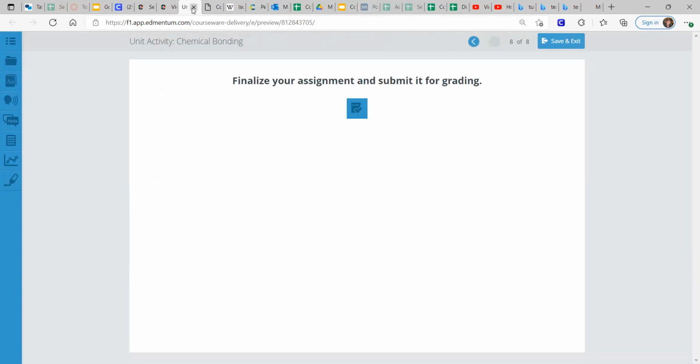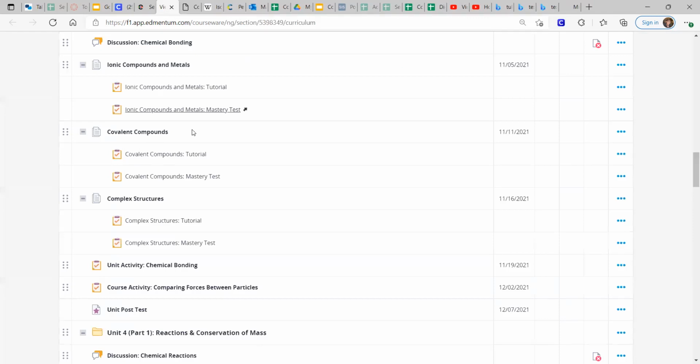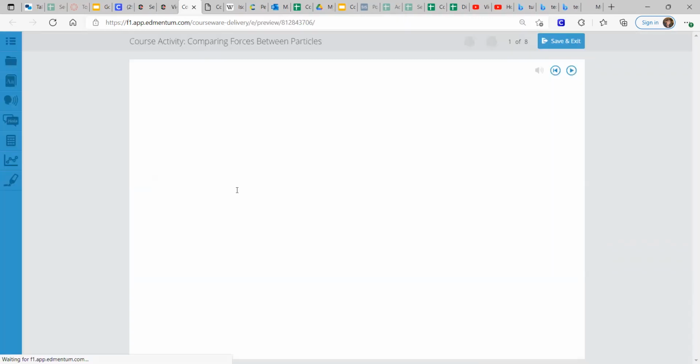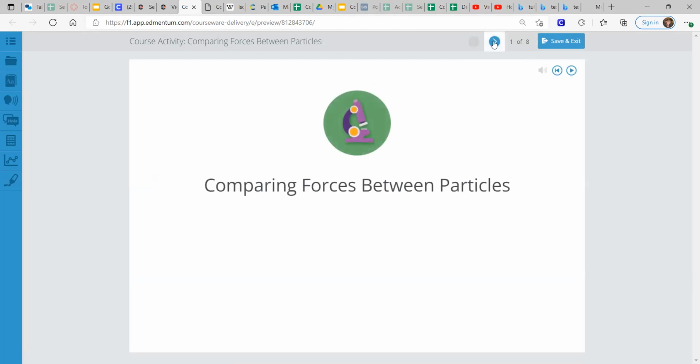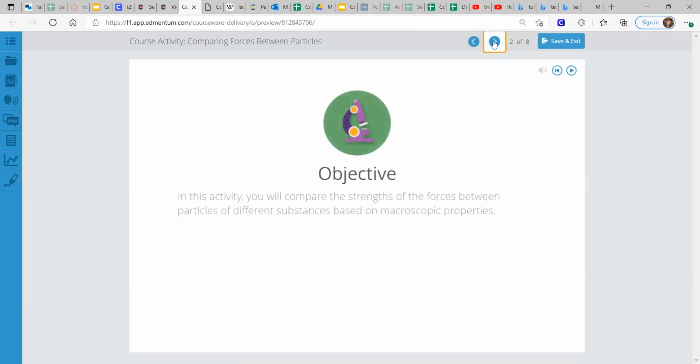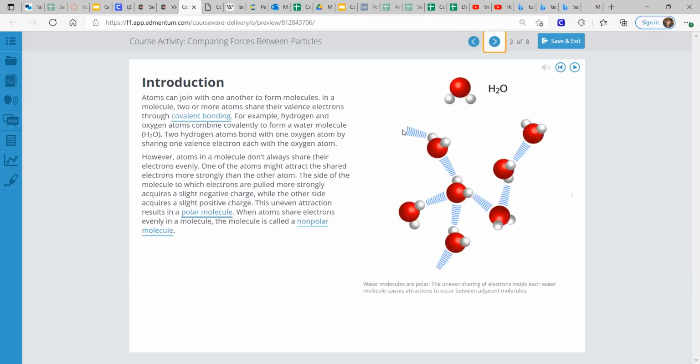And that's the unit activity. Let's see if we can look at the course activity. Comparing forces between particles. We're going to compare the strengths of the forces between particles of different substances based on a macroscopic property.